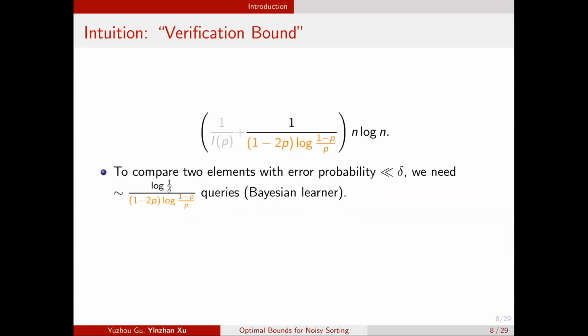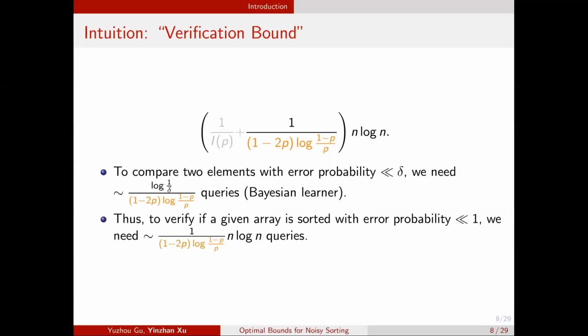For the second part of our bound, we first consider the expected number of queries needed to compare 2 elements with error probability less than delta. For this task, we need roughly log(1 over delta) over (1 minus 2p) times log((1 minus p) over p) queries. And basically, a Bayesian learner achieves this bound.